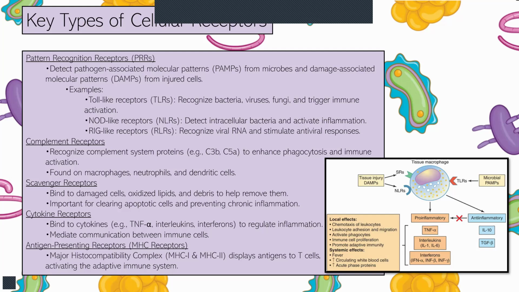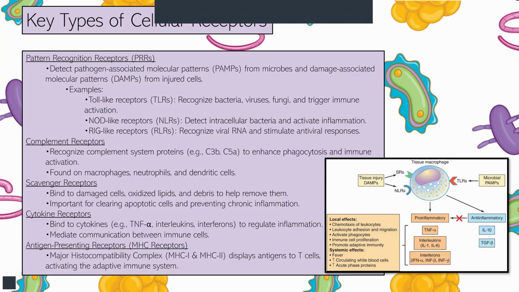And the cytokine receptors, these are the communicator receptors. They listen for immune messages in the form of TNF alpha, interleukins, and interferons. They regulate inflammation, immune cell activation, and coordination. Antigen presenting receptors, these are activators of adaptive immunity. The major histocompatibility complex, or MHC-1 and MHC-2, acts as the bridge between innate and adaptive immunity. MHC proteins display antigens to T cells, teaching them how to recognize and eliminate specific threats.